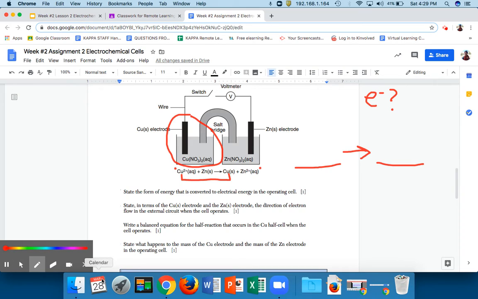Okay, and last one. State what happens to the mass of the Cu electrode and the mass of the Zn electrode in the operating cell. So as the cell operates, what happens to the mass of the copper solid part and what happens to the mass of the zinc solid part?